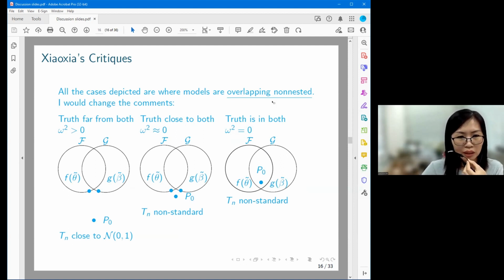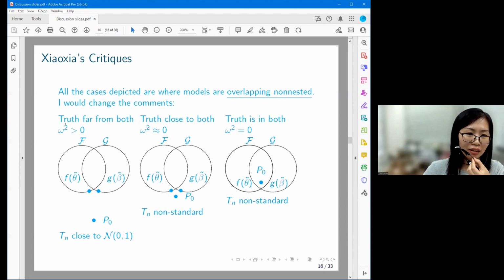The model relationship is the same, but the true distribution is different. You don't know the true distribution when you're doing this testing. It could really be anywhere in this space. If we impose the null hypothesis, then the true distribution should be equally distant from these two circles. But even after we impose the null hypothesis, there are still three possibilities. One is depicted in the first picture, where the truth is far from both models.